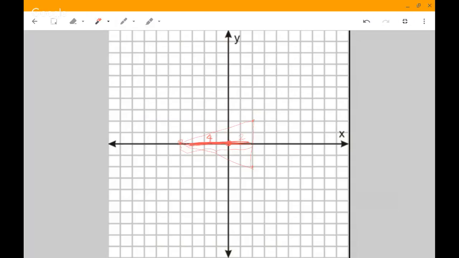Let's see, what's the other one? 15. All right, I'm going to get rid of this and I'll graph 15 and you can see which one looks like the right one to use.